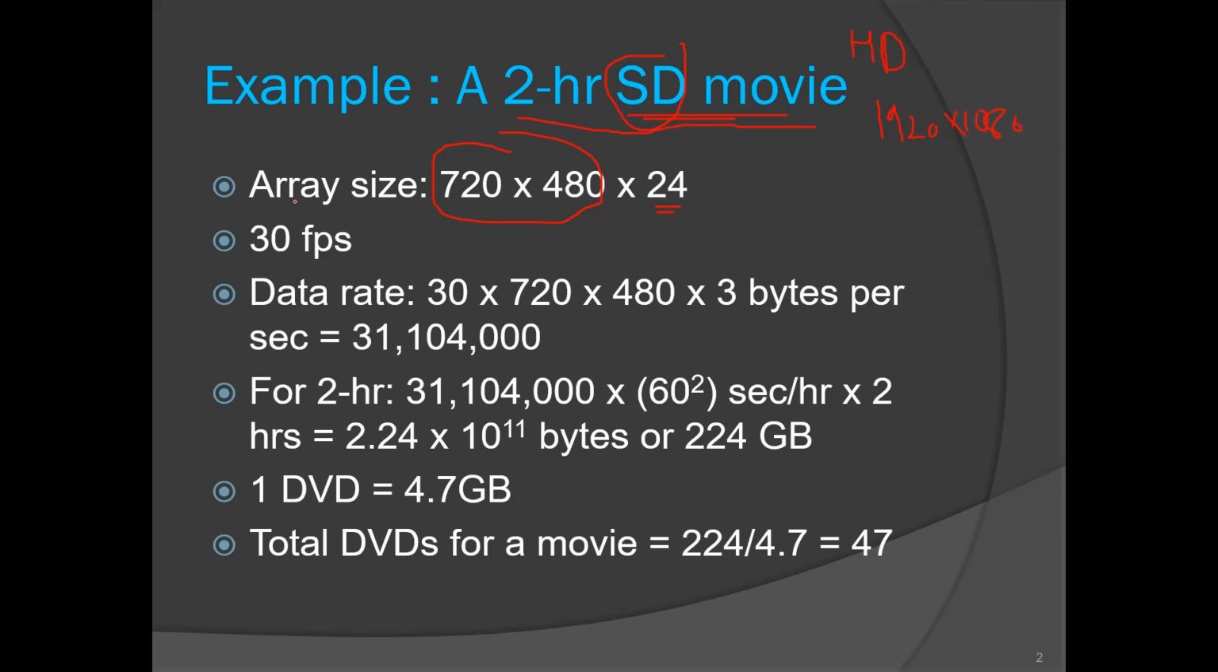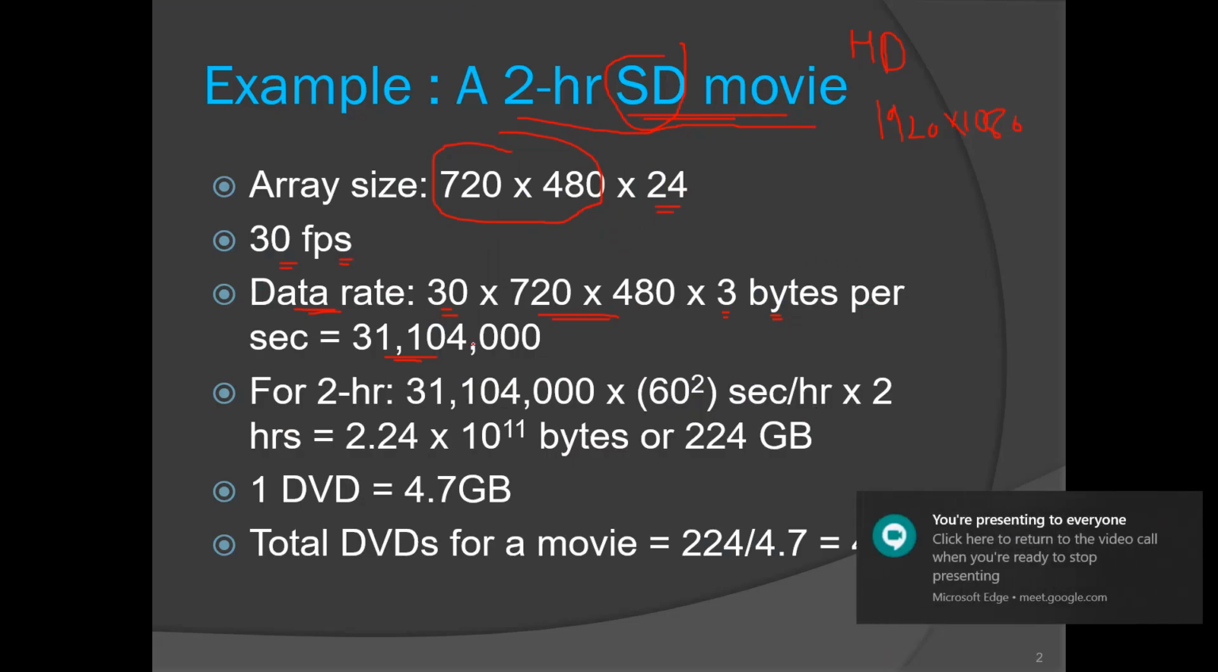So our array size will be 720 by 480 by 24, and most video recorders record at 30 fps, that is frames per second. In every second they will record 30 frames. So what will be the data rate for these numbers? It will be 30 times the dimension of each frame multiplied by 3 bytes per second. 24 divided by 8 is 3 bytes, not bits. So this is the data rate, and it is for 1 second.